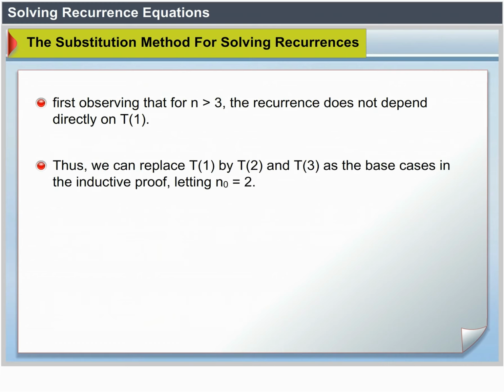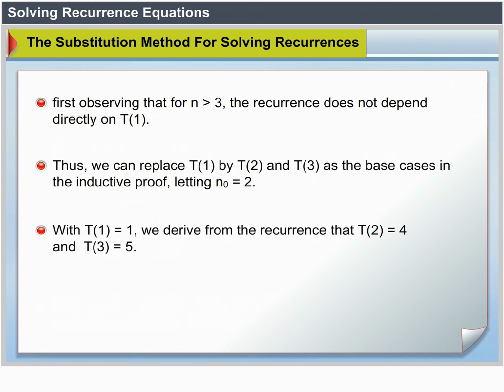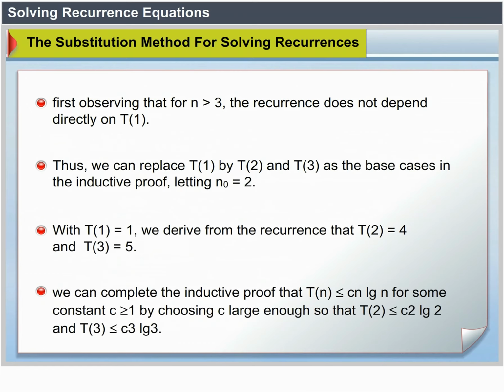With T(1) = 1, we derive from the recurrence that T(2) = 4 and T(3) = 5. We can complete the inductive proof that T(n) ≤ Cn log n for some constant C ≥ 1 by choosing C large enough so that T(2) ≤ C·2 log 2 and T(3) ≤ C·3 log 3.